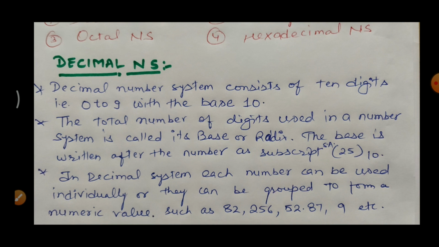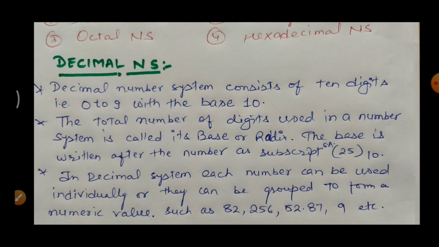So we humans use the decimal number system in our day-to-day life for calculation purposes, and for any arithmetical or logical operation we use the decimal number system. Okay, so what is the decimal number system? The number system which consists of 10 digits from 0 to 9 with the base 10 is called the decimal number system. Okay, so in this number system we form, or we can say we construct, any number using the digits from 0 to 9.